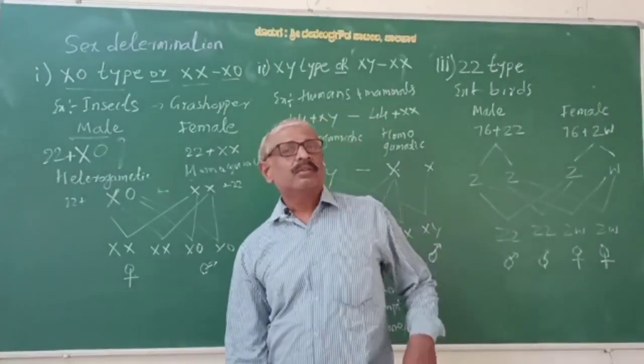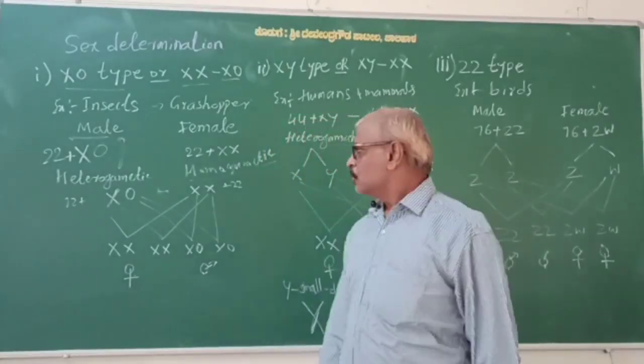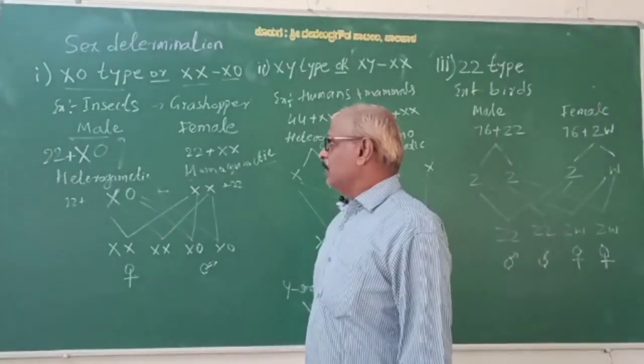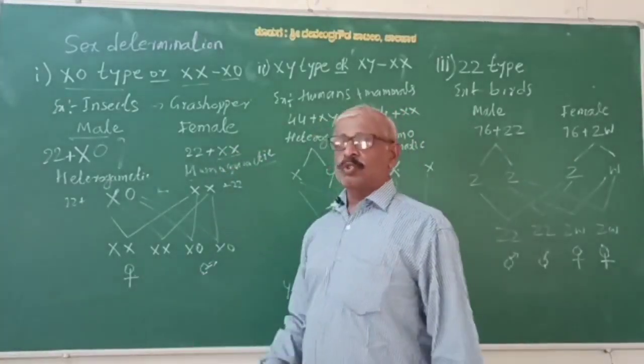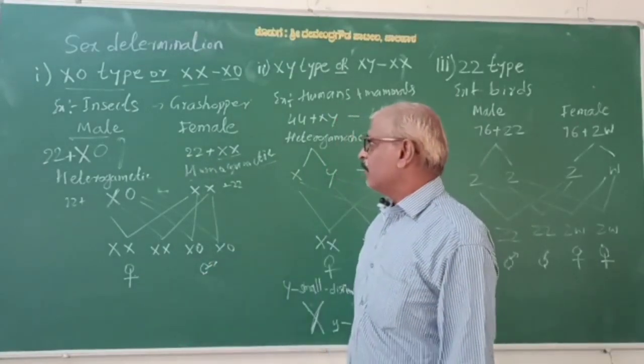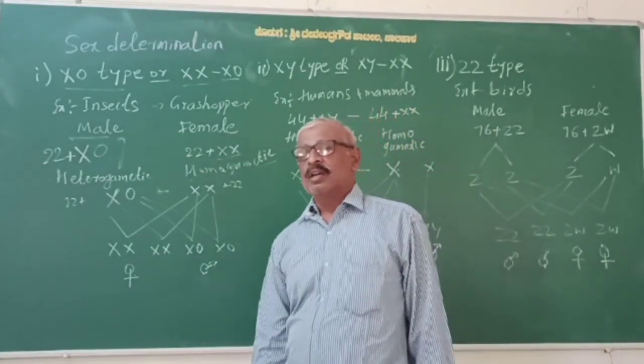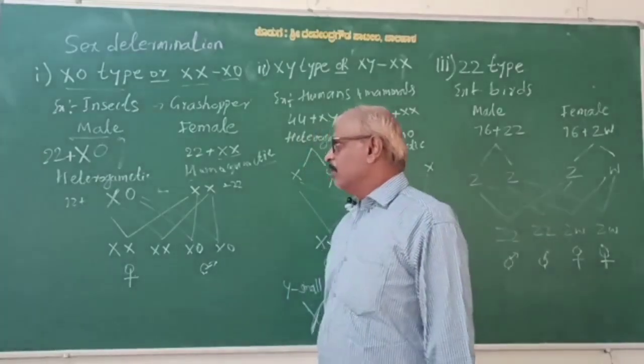Homogametic is almost the same: it produces the same kind of chromosomes, the allosomes are of the same kind. We say it is called homogametic.